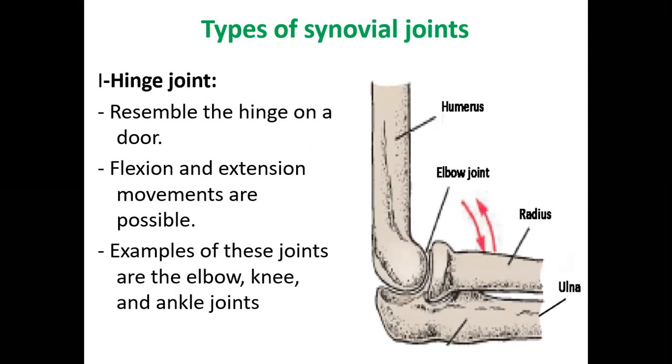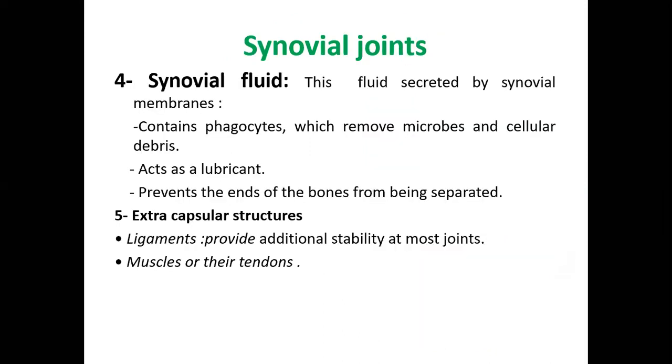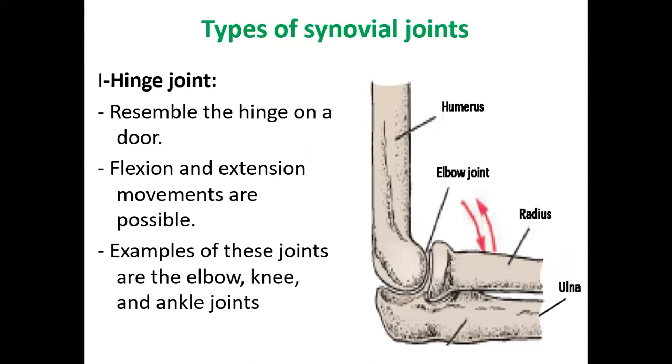Okay, now coming to the types of synovial joints. We know the synovial joint is lined by synovial membrane, contains synovial fluid, is covered by hyaline cartilage, and has a capsule. These are some of the features of the synovial joints. Now coming to the types of synovial joint.